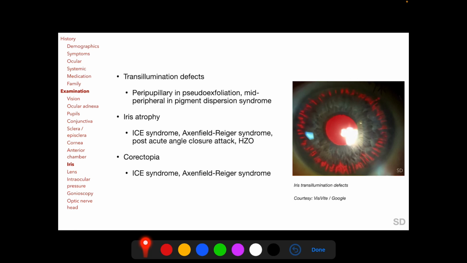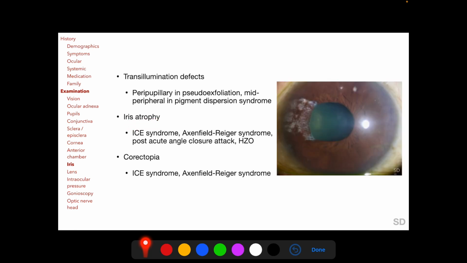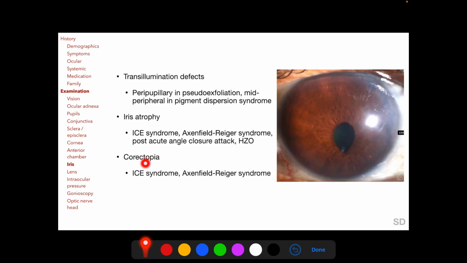of Asian eyes. Iris atrophy can be found in ICE syndrome, Axenfeld-Rieger syndrome, post-acute angle closure attack, and following herpes zoster ophthalmicus. This photograph shows iris atrophy following HZO. Corectopia is displacement of the pupil from its normal site, and this can be found in ICE syndrome, as seen here in this photograph, or in Axenfeld-Rieger syndrome.